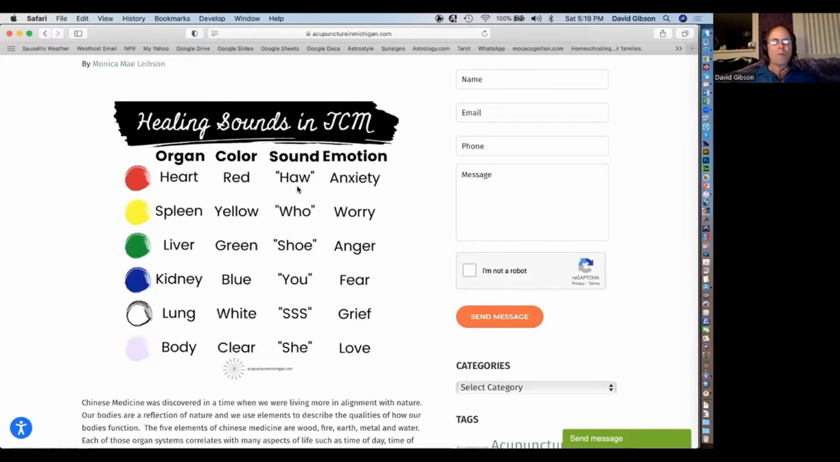The liver sound is shu. Shu is associated with green. Spleen, by the way, is associated with yellow. So the liver is shu, and that's really good for overcoming anger, because that's where anger resides, in the liver in Chinese medicine. So just send the sound of shu to your liver now. Shu. The kidney sound is you, and it's associated with blue, and it's about overcoming fear. So send the sound you to the kidney. You.